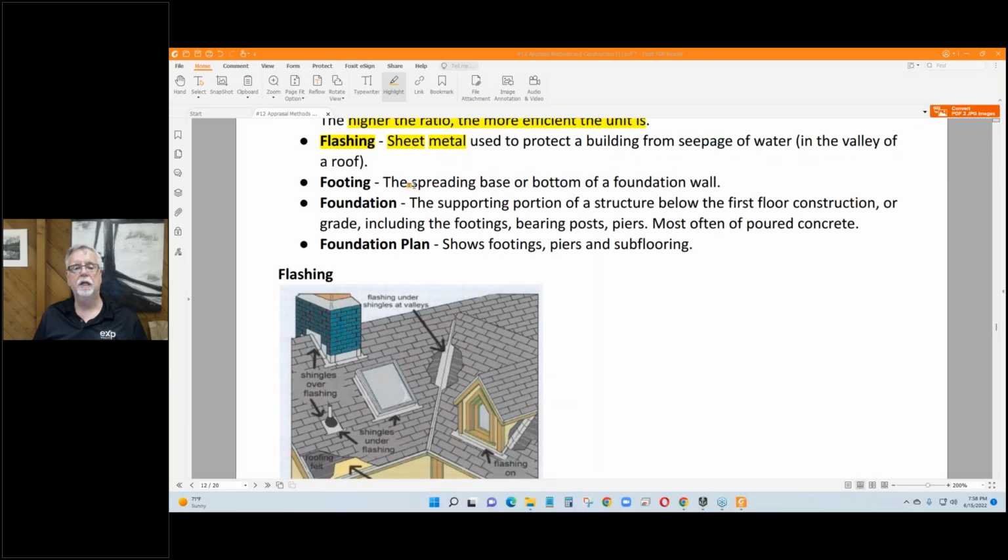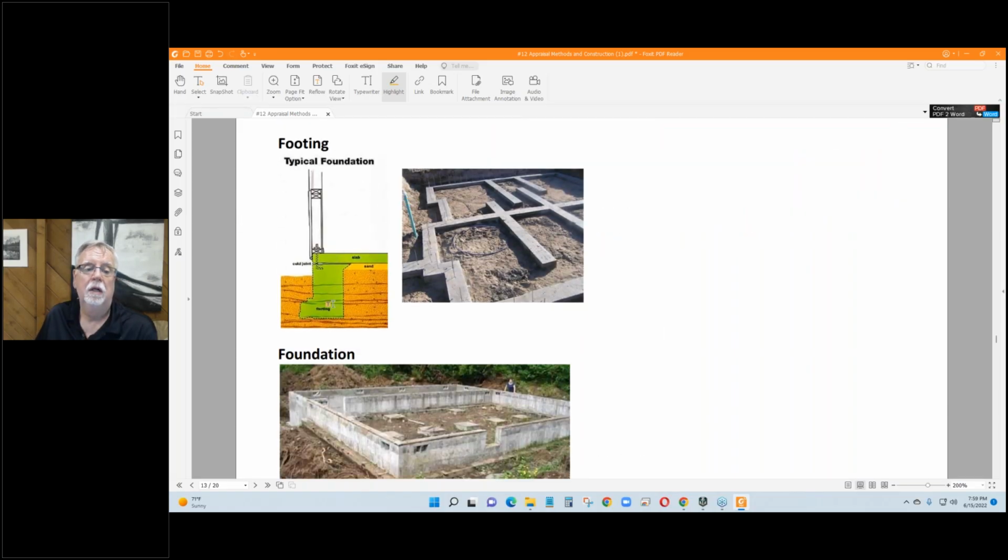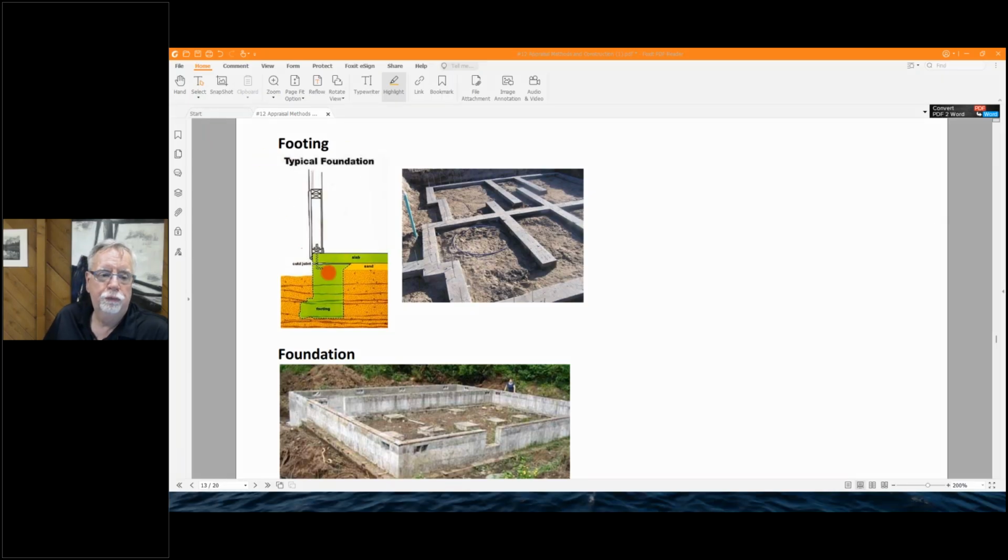The spreading base or bottom of a foundation wall is called footing, excuse me. The spreading base of a foundation wall. And a foundation is the supporting portion of the structure below the first floor construction. And the foundation plan would show this. So examples, the one on the left here is footing, right? If you look at the diagram on the right, imagine the slab is gone. This part here, that's what you're looking at, the part that is sticking up out of the ground.